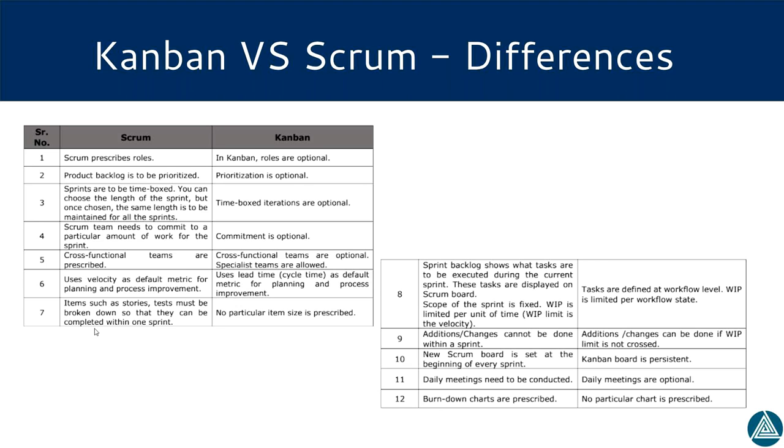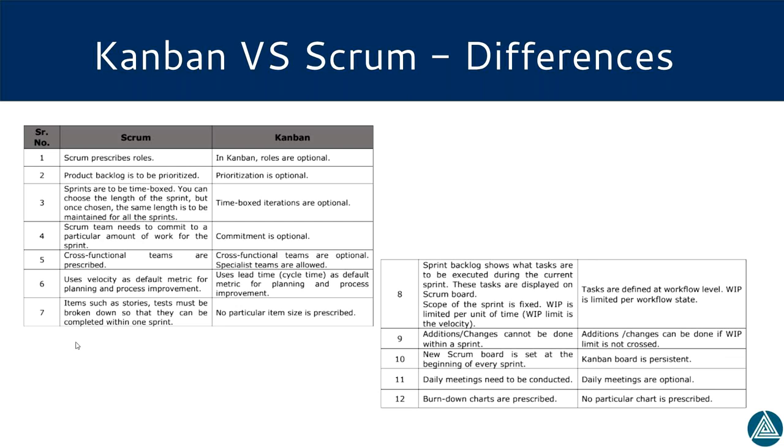Then we have cross-functional teams, which are prescribed, but in Kanban they are optional. We can include specialist teams if it is necessary, if there are some complex activities that need to be done. In Scrum, in the sixth position here, this is the metric. Scrum uses velocity as the big metric. But in Kanban, we have cycle time and lead time. This will let us know the maturity of the team.